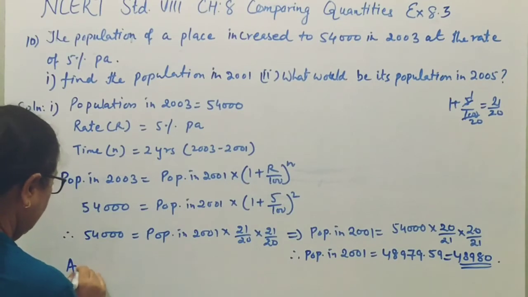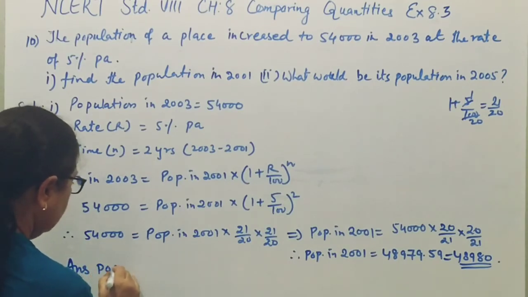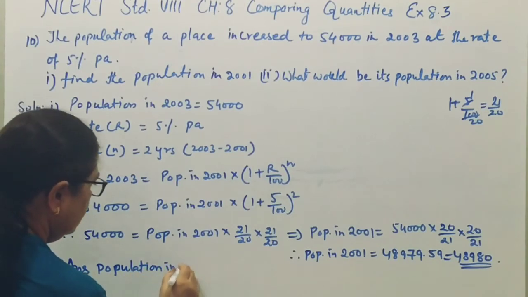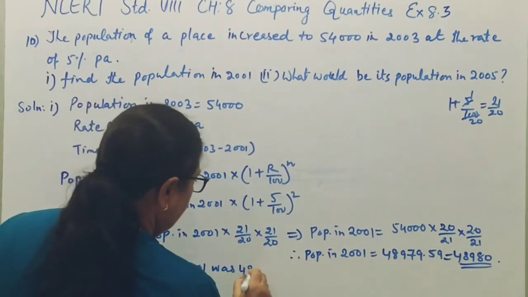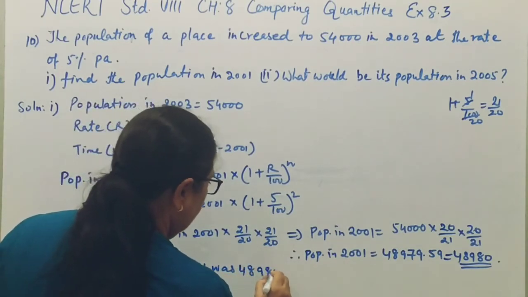So the answer is population in 2001 was 48,980.